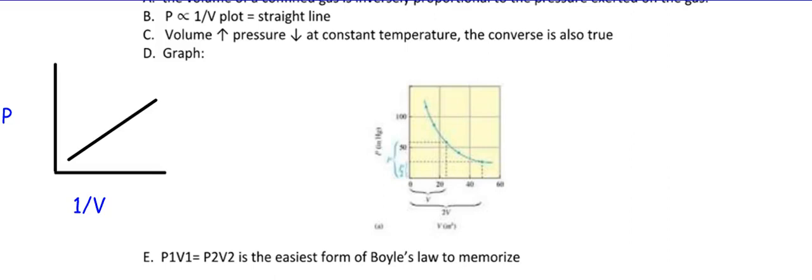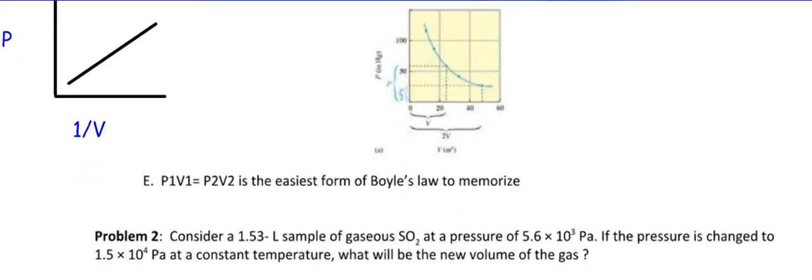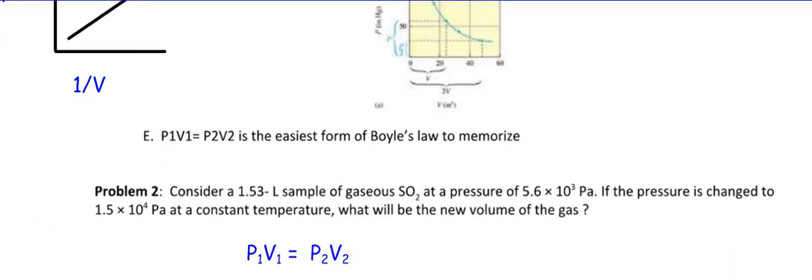So let's check out problem number 2. It says, consider a 1.5 liter sample of gaseous sulfur dioxide at a certain pressure in pascals. If the pressure is changed to a different pressure in pascals at a constant temperature, what will be the new volume of the gas? If I were you, I would ask, what do I have here? I have a volume and I have a pressure. I am changing the pressure. I want to know what the new volume is. What are the only things I'm talking about? Pressure and volume, nothing else. That's my clue that I'm going to be using Boyle's law.